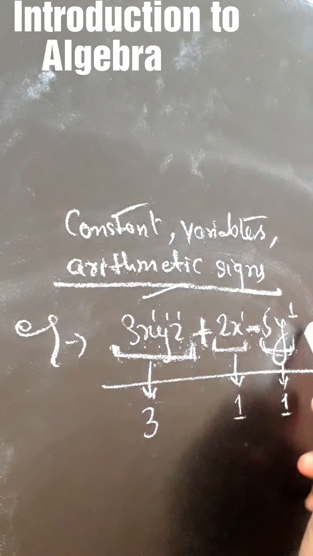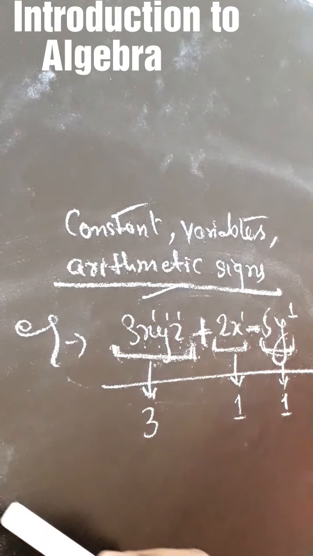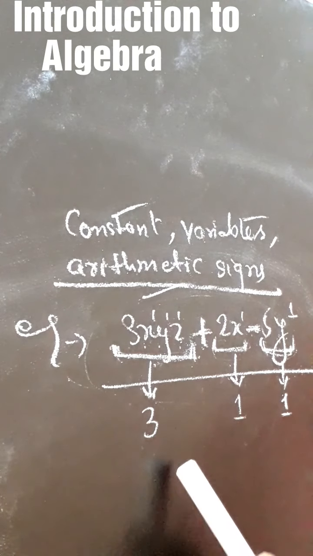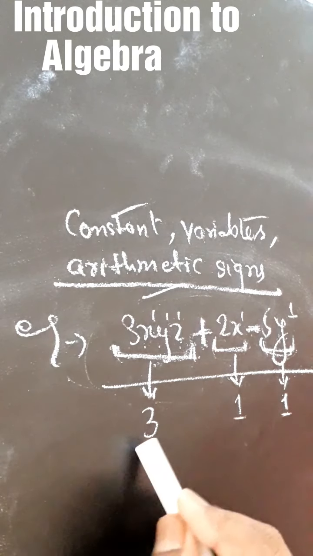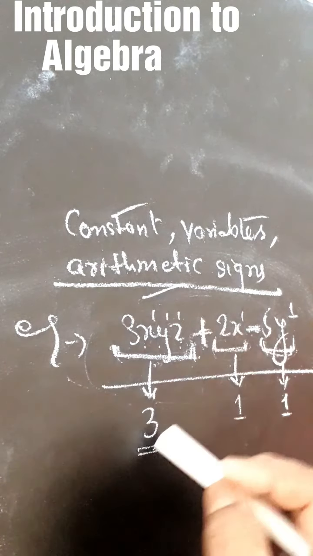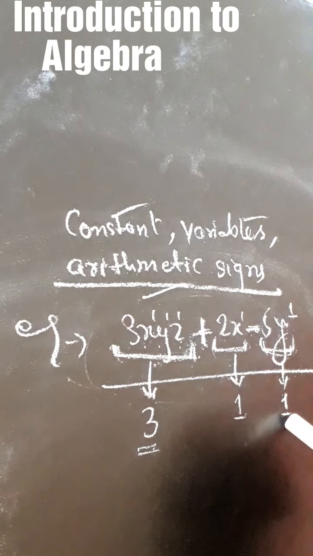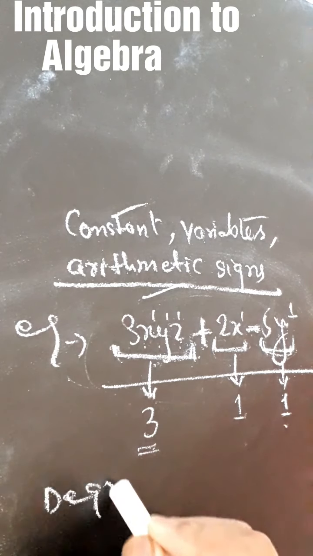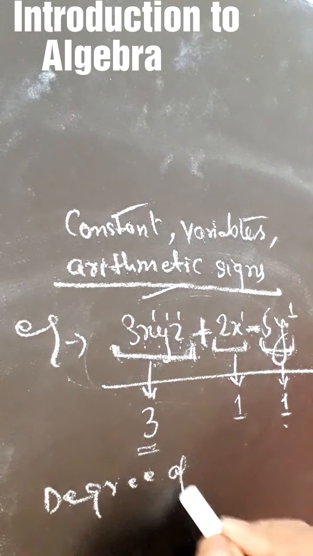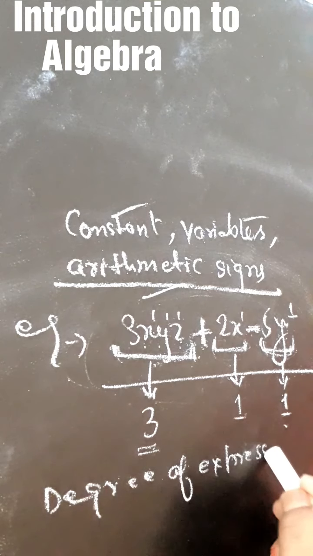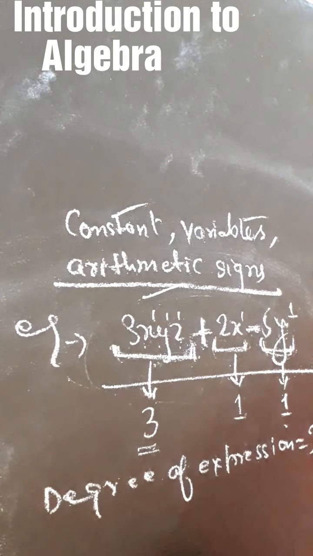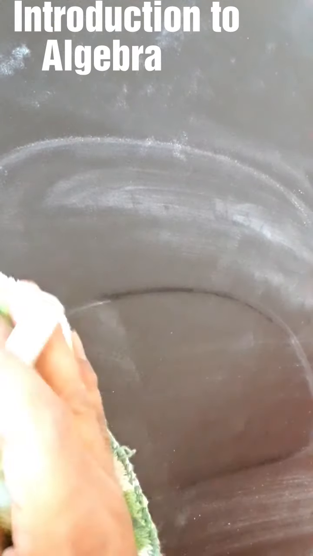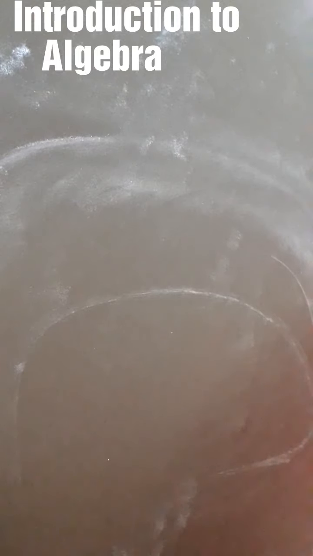Now, if we talk about the degree of this expression, then the degree of this expression is the highest degree of the terms. The highest degree is 3 here, degree of this 3, degree of this 1, degree of this is 1, and the highest number is 3. So, the degree of this expression is equal to 3. Now, we will see 1, 2 more examples to understand degrees more clearly.